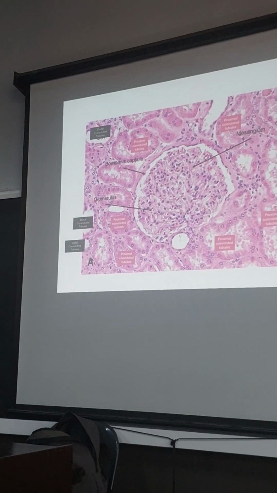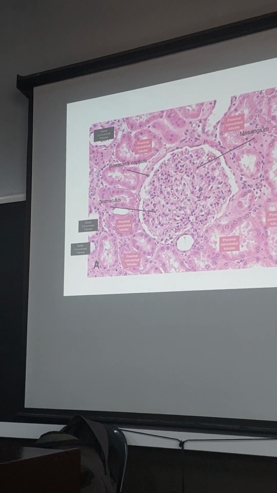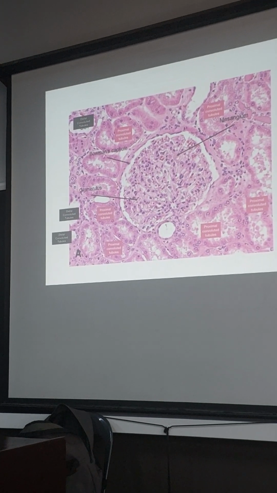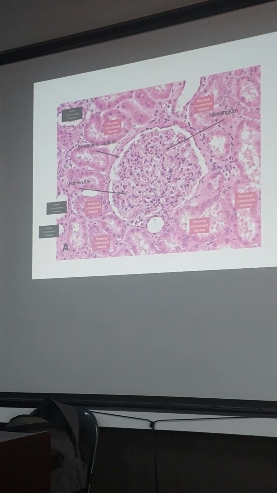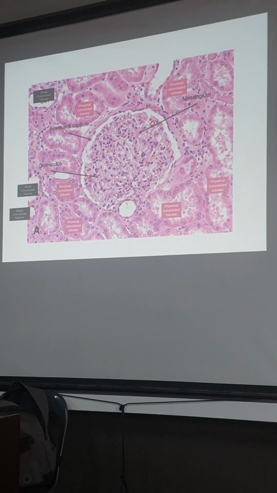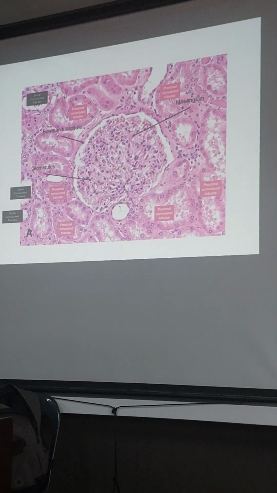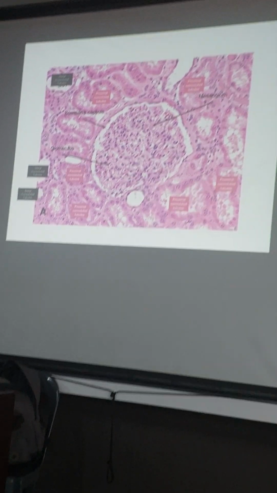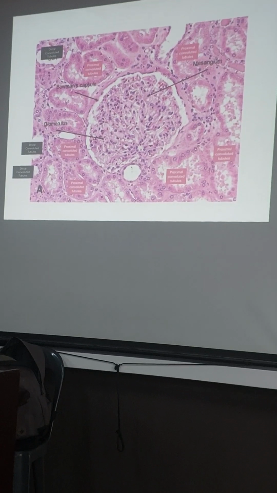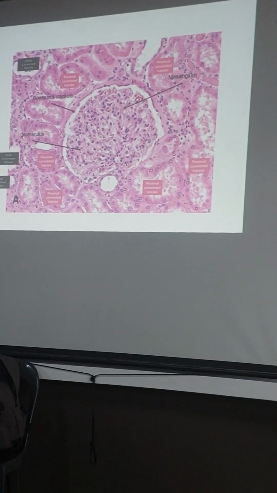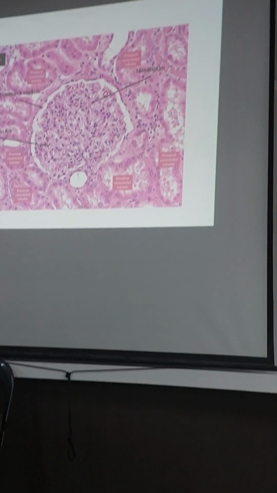Then for the capsule, the Bowman's capsule, this is also the same Bowman that you saw in the Bowman's gland in the olfactory epithelium, as well as, if you look at the eye, Bowman's membrane. So there are three things in histology named Bowman: Bowman's capsule, the Bowman membrane, and the Bowman glands. So here is the Bowman capsule.